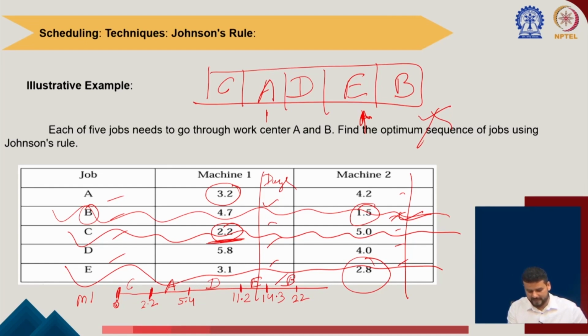Let us now plan for machine 2. Now see, because of the sequence, job C will be processed first on machine 1.